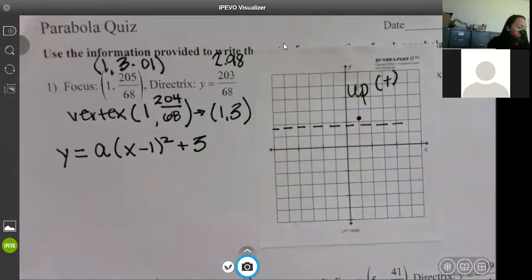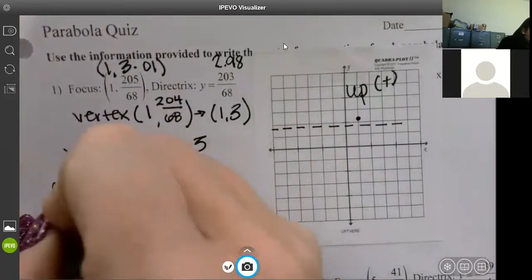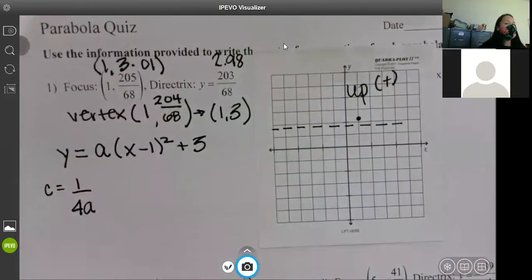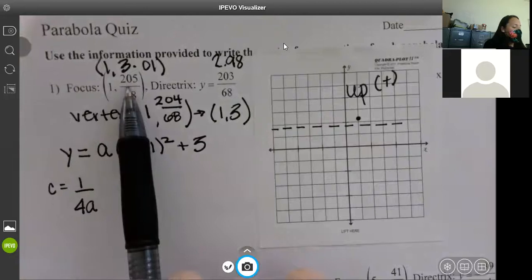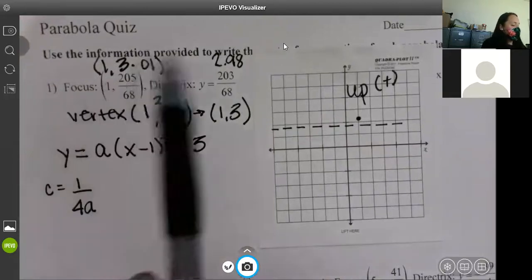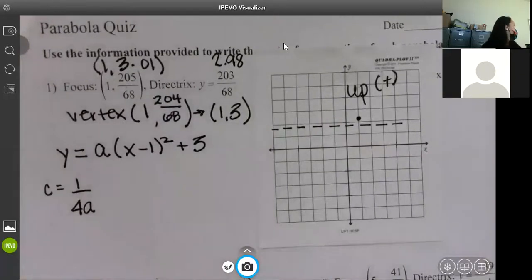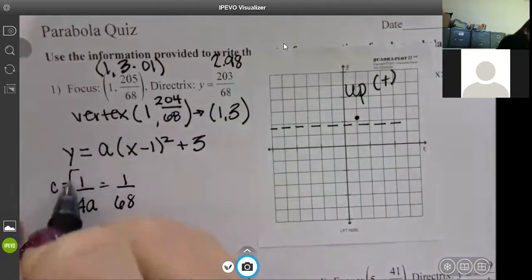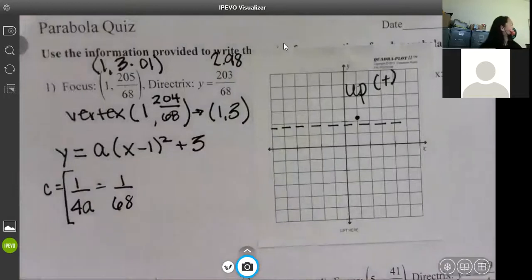So then remember we find a by doing c equals 1 over 4a. This is the only thing that's going to have a fraction in it at all, okay? So how do you do it? How far is it from 205 over 68 to 204 over 68? 1 over 68. Has everybody got that? So that's what's going to go right here, 1 over 68. So this is the equation that you're trying to solve, okay?